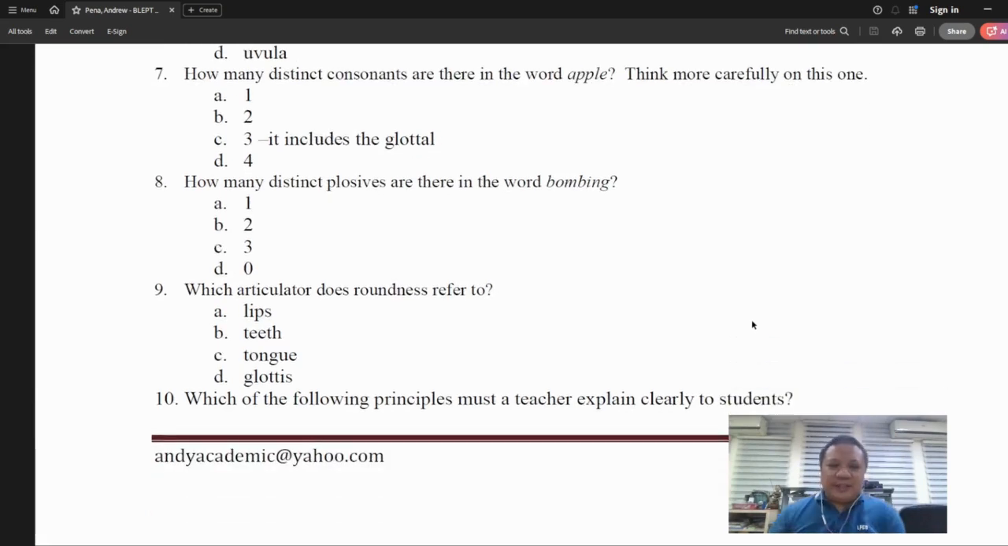Number 8. How many distinct plosives are there in the word bombing? A1, B2, C3, D0. The answer is 1. B. B is a plosive where all air is prevented from passing through the mouth because the lips are completely touching each other. But then when they release, the air goes out. That's why it's called a plosive.